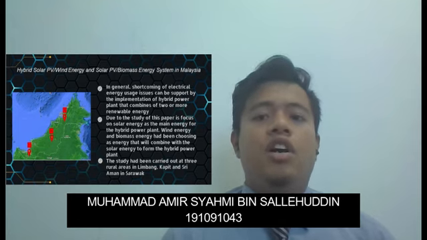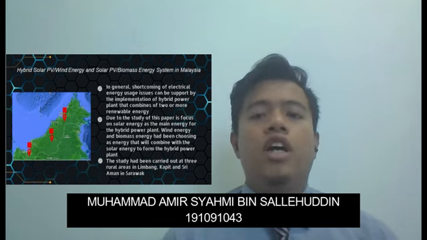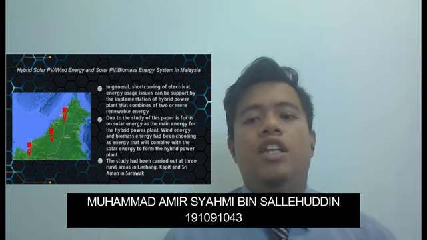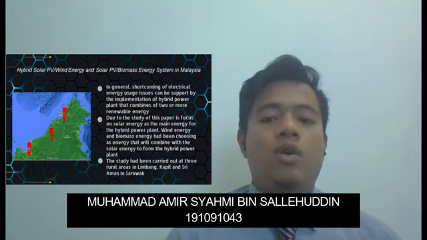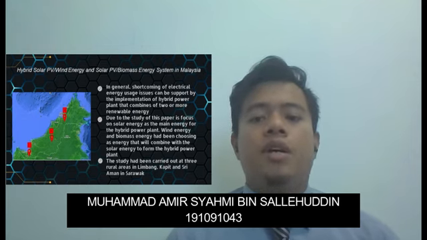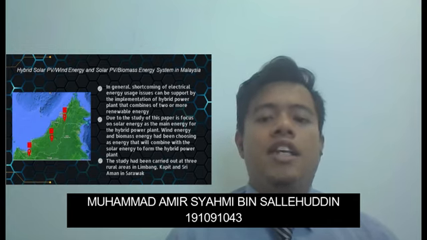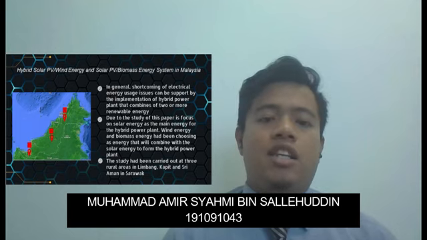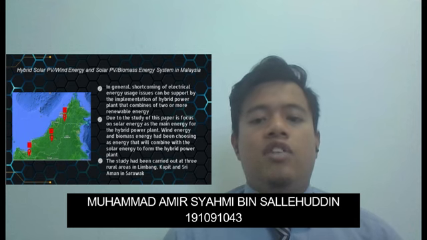So in general, shortcoming of electrical energy usage issues can be supported by the implementation of a hybrid power plant that combines two or more renewable energy. This study focused on the solar energy as the main energy for the hybrid power plant, where wind energy and biomass energy had been chosen as energy that will combine with the solar energy to form the hybrid power plant. So this study had been carried out at 3 rural areas in Limbang, Kapit and Sri Aman in Sarawak. So this is the map for the 3 rural areas for this study.